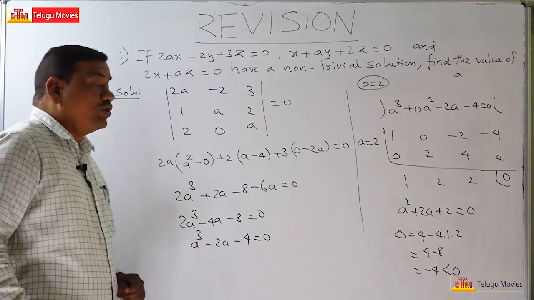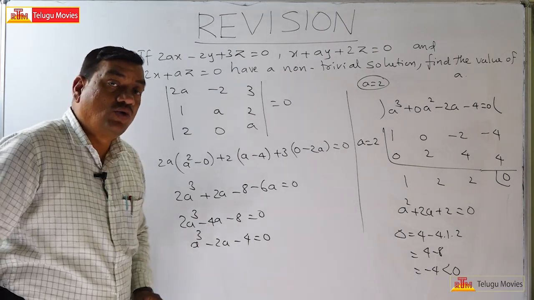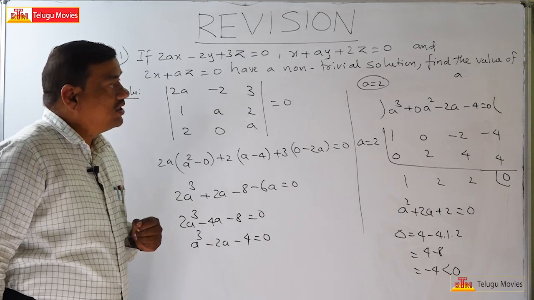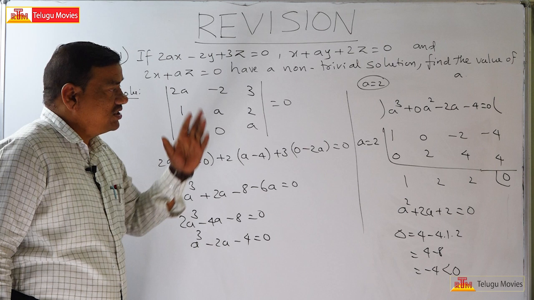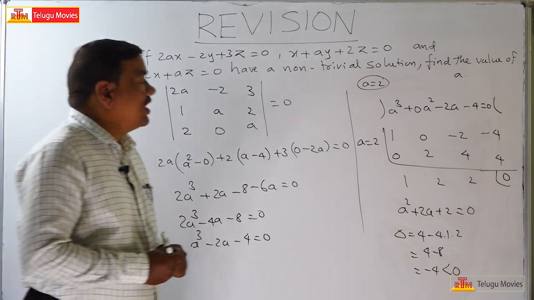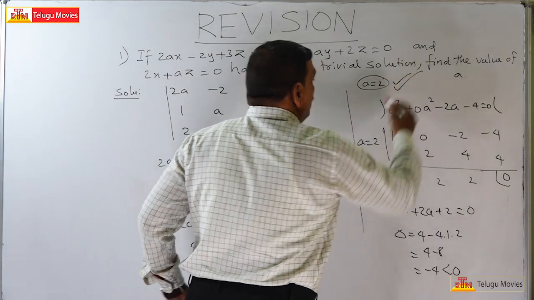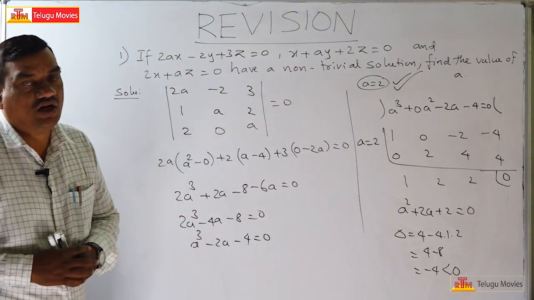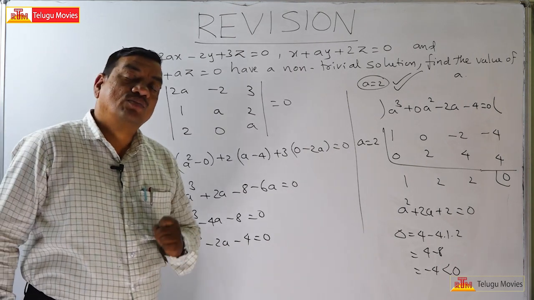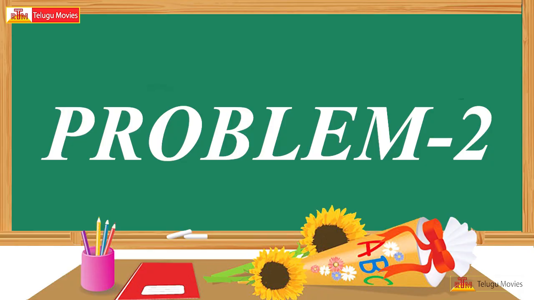So on the whole, this cubic equation has one real root and two imaginary roots. So we generally won't concentrate on those complex roots. Therefore, the real root a equal to 2 is the correct answer. Okay, now I hope that you understand this solution. Let us move to the next problem.